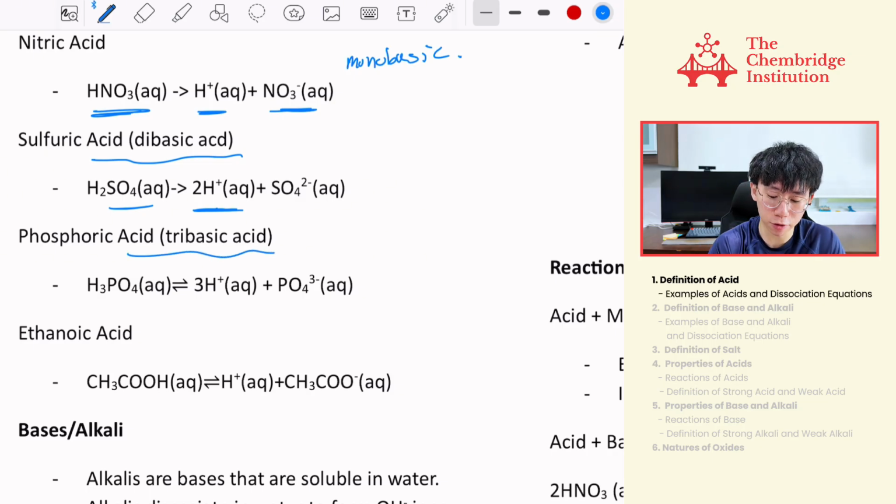Phosphoric acid is an example of a tribasic acid. H3PO4 can dissociate in water to give 3 H+ aqueous plus PO4 3- aqueous. So do pay attention to some of these common acids because they are very commonly asked in your exams.